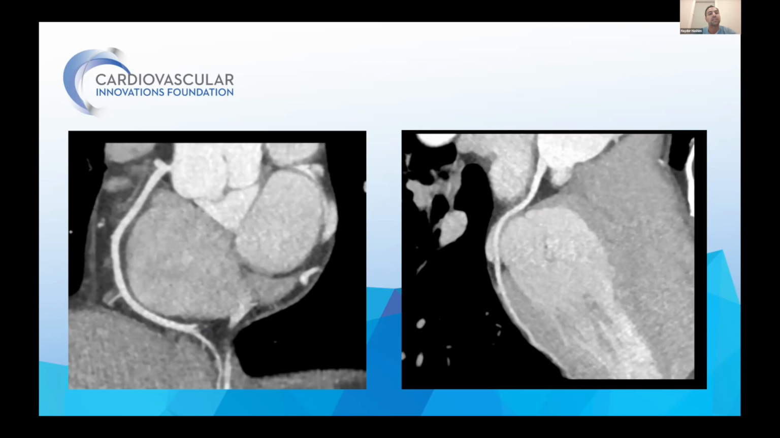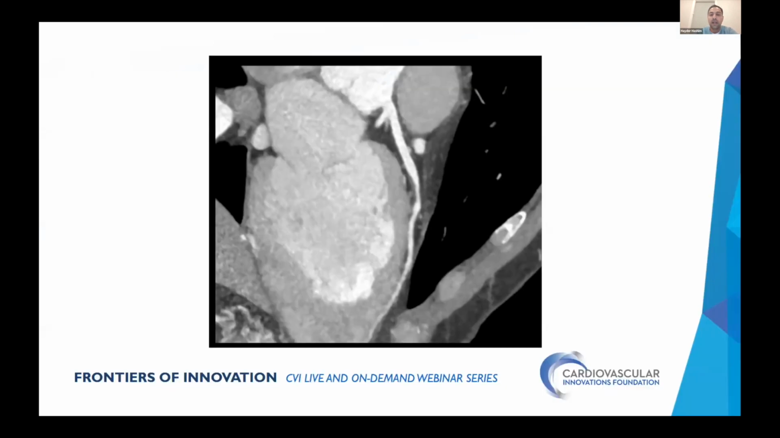And here you see a CT scan of the RCA and the circumflex. They both appear to be free of any significant coronary disease. But when we did the LAD, right at this mid-distal LAD, you could definitely see this non-calcific atheroma involving the septal side or septal portion of the LAD. And this was quantified as a moderate stenosis of the LAD.